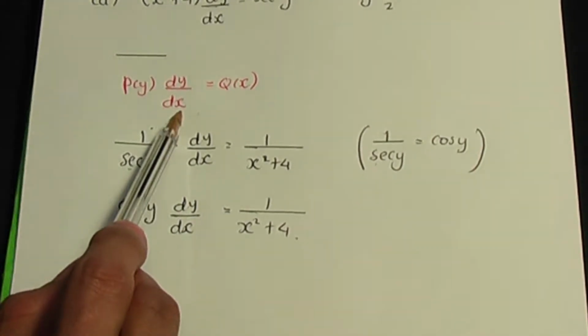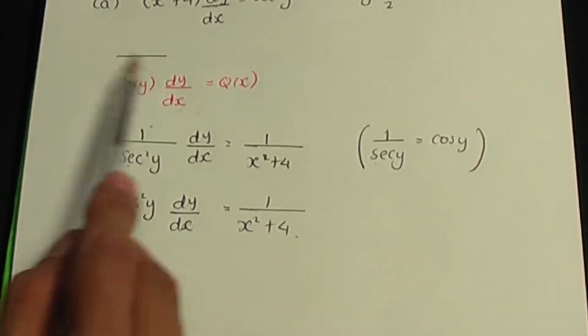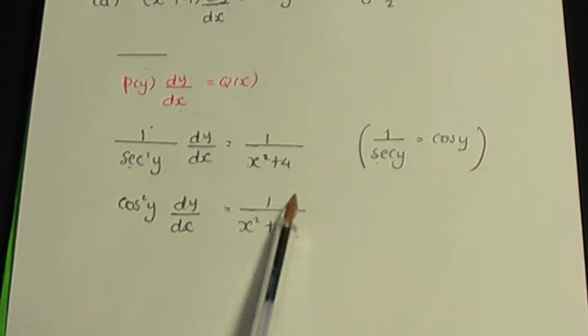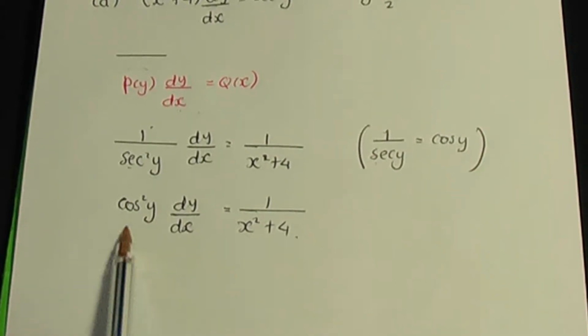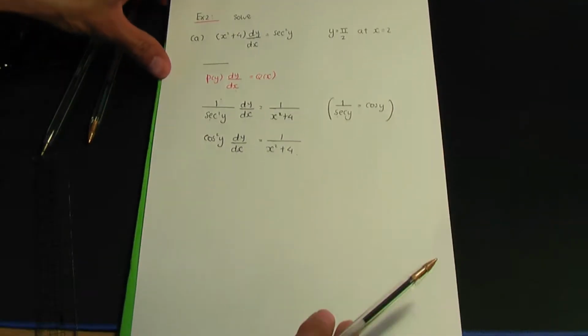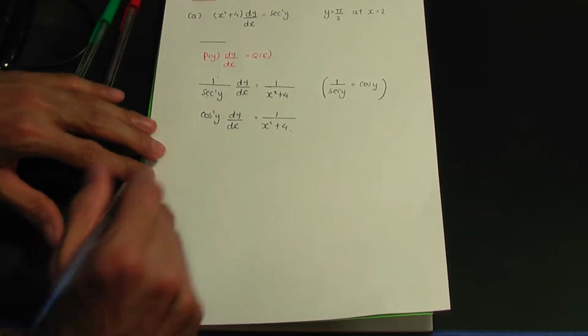As you can see over here, I have an equation of this type: p(y) dy over dx equals q(x). So p(y), that function is cos squared y, and q(x), that function is 1 over x squared plus 4. So this equation is a first order differential equation, and we need to use separating the variables to find its solution.